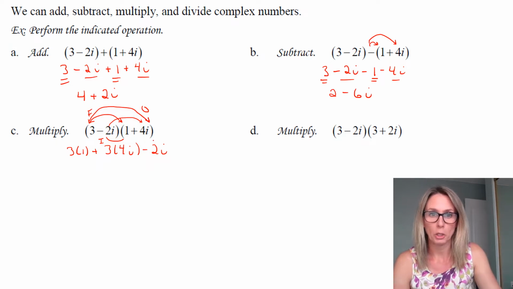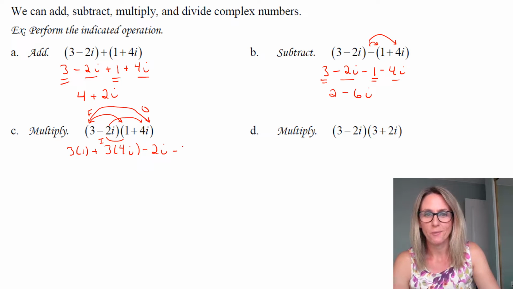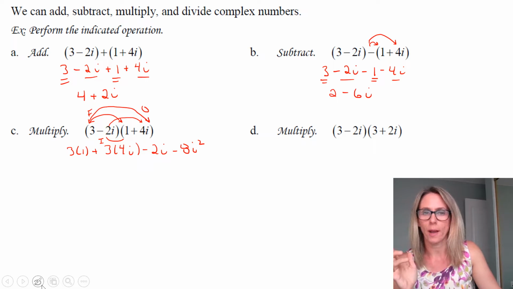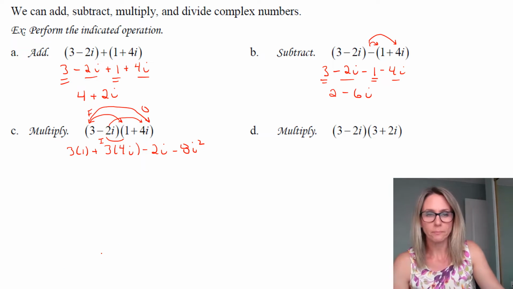Could have moved that down a little bit. The key one is the last one here. So notice when I multiply together the last two terms, I get a minus 2i times a 4i. That's going to be a negative or minus 8i squared.